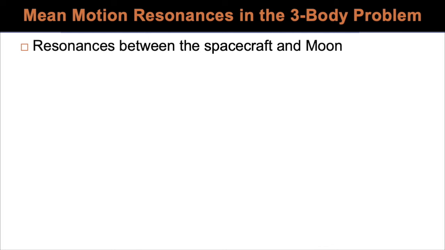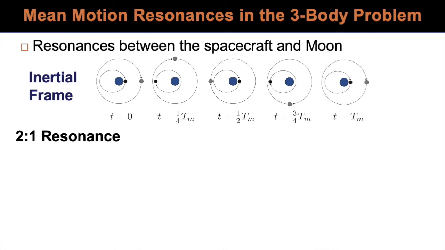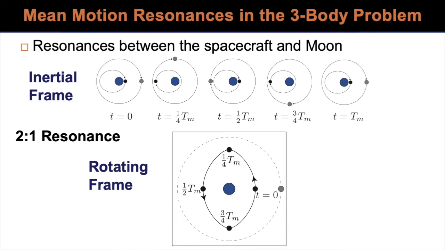So resonances between the spacecraft and the moon. If you look in an inertial frame, I'm showing the Earth and moon, so the moon's in gray. The spacecraft is this black dot. After it does one half of its orbit, the moon has done a quarter of its orbit. So this is in the 2-to-1 resonance, just as an example. After one full period of the orbit of the spacecraft, the moon has only done half an orbit. And notice there isn't a close approach. All throughout, there's no close approach viewing in the inertial frame.